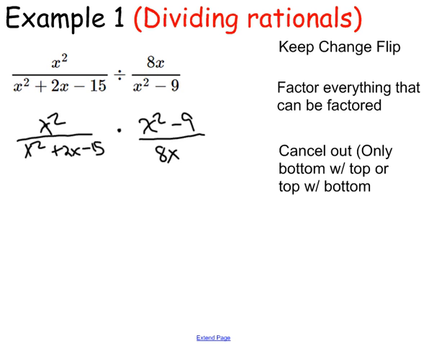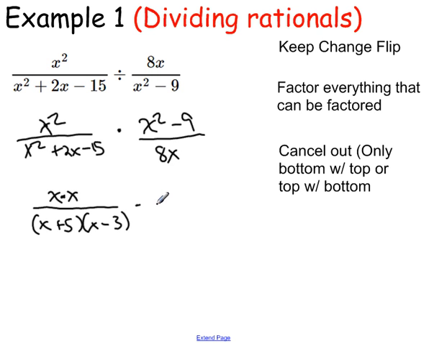Okay, now the next step is factor everything that can be factored. So x squared, that's really just x times x. To factor this, I need 2 sets of parentheses. So that's going to be x and x. I need 2 numbers that multiply to negative 15 and add up to 2. So that's going to be 5 and 3. And I can make this positive, and I'll have to make this negative. 5 times negative 3 is negative 15. 5 plus negative 3 is positive 2.